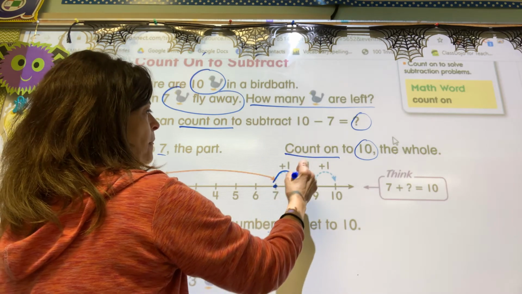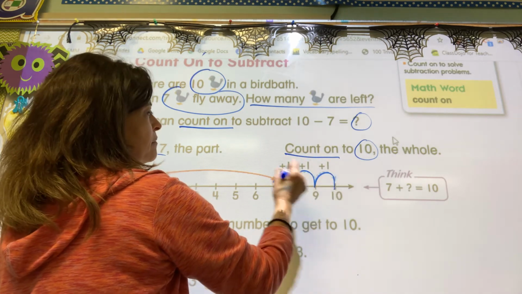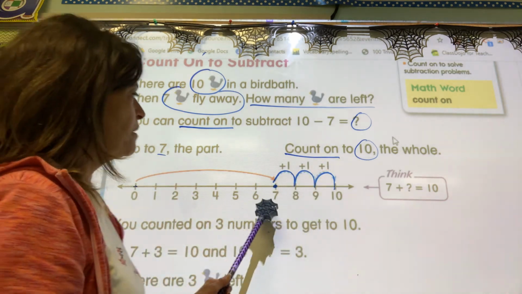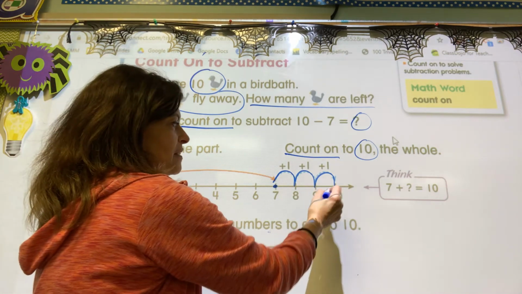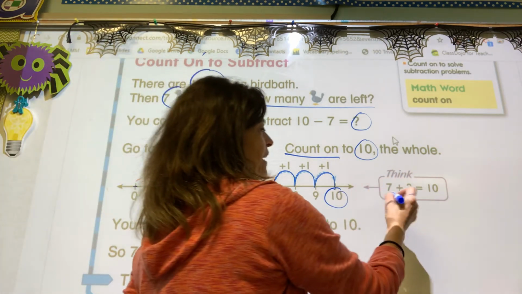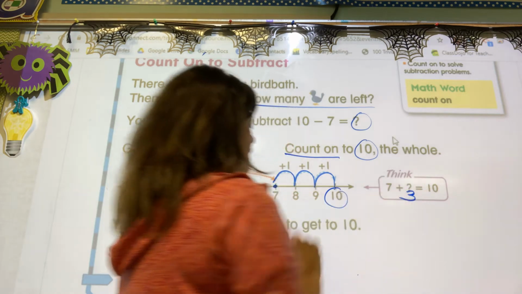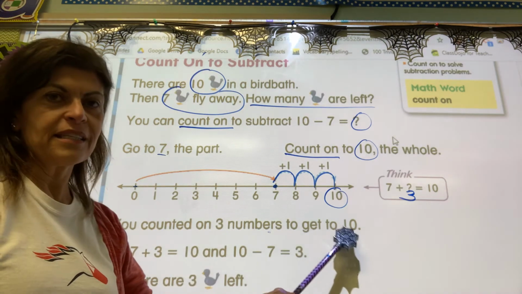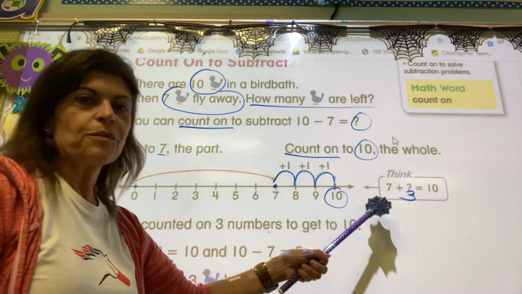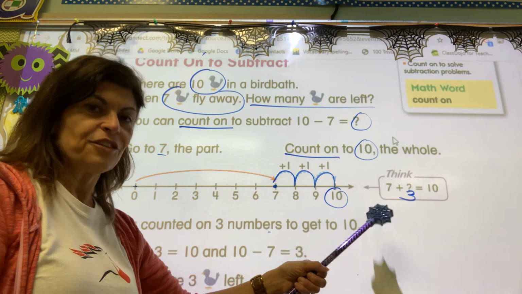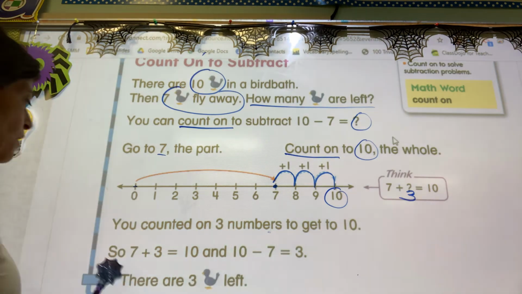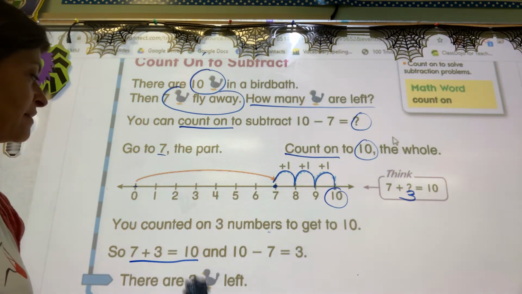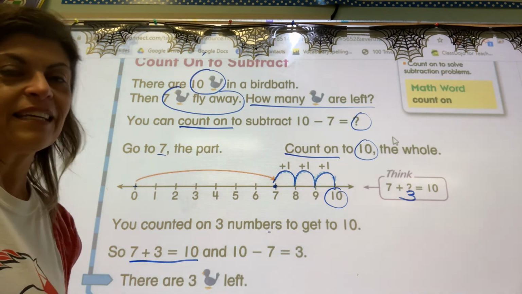So 1, 2, 3. So we're adding 1 plus 1 plus 1. 1, 2, 3. 7 plus 3 equals what? 10. So that's what we're thinking in our head. 7 plus 3 equals 10. So we counted on 3 numbers to get to 10. So that was addition, wasn't it? So now how is that addition related to subtraction? So let's look right here. So if 7 plus 3 equals 10, then 10 minus 7 equals 3.